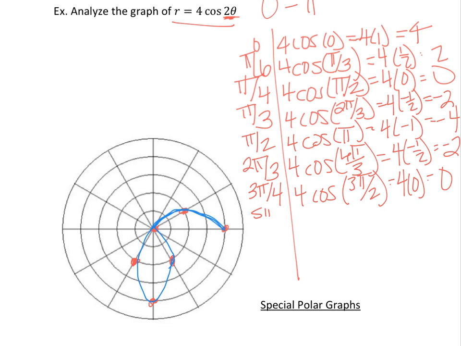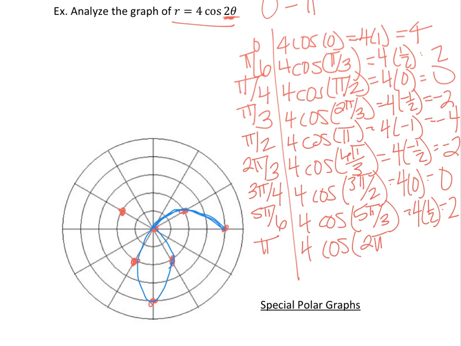2 pi over 3 would be 5 pi over 6. 4 cosine, that would be 10 pi over 6. So that's 5 pi over 3. Cosine 5 pi over 3 would be positive 1/2. So that'd be 2. So at 5 pi over 6, I need to go 2. And then last but not least, we've got to do pi. 4 cosine 2 pi, which is 1. 4 times 1 is 4.